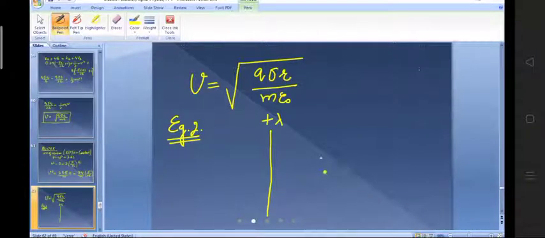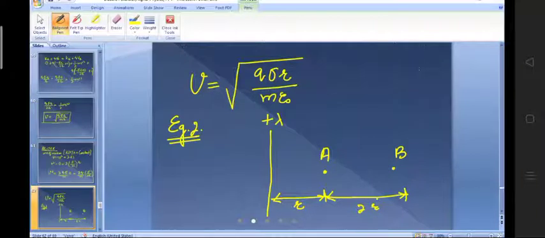Then here we have this point A and this point B. Point A is at a distance of R from this line charge, and the separation between the points A and B is also R. So the separation of point A from the line charge is R, and the separation of point B from the line charge is 3R. In this very case, you cannot apply the equation of motion.